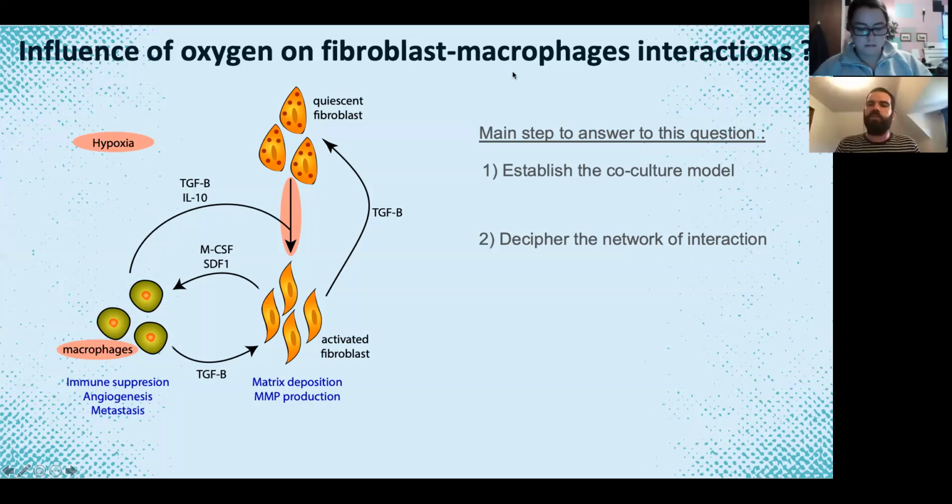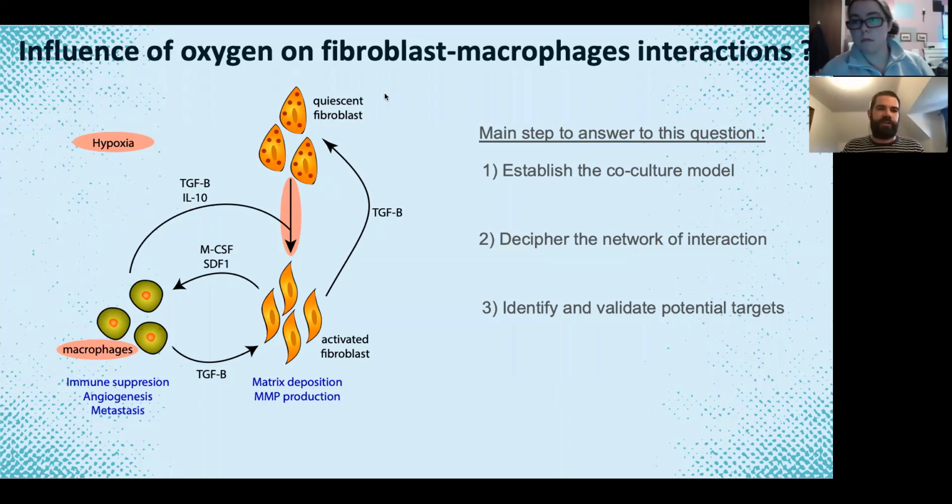And then when you know the network, you can identify and validate some targets that are relevant, for example for treatment, right? So I'm going to go through only the first two steps, because the third step is not yet done and it's not the most interesting one because it's always the same approach. So when you want to establish a new co-culture model, it's exactly the same as for the monoculture model. You need to show that your model is relevant.